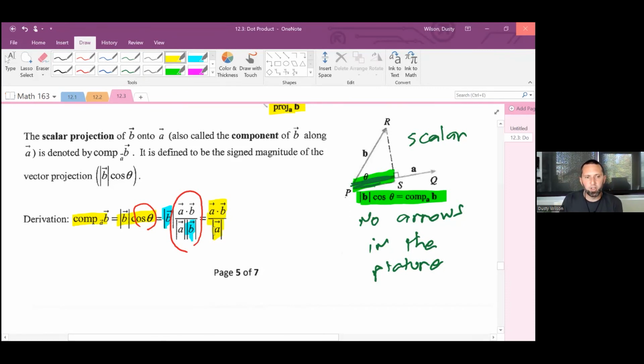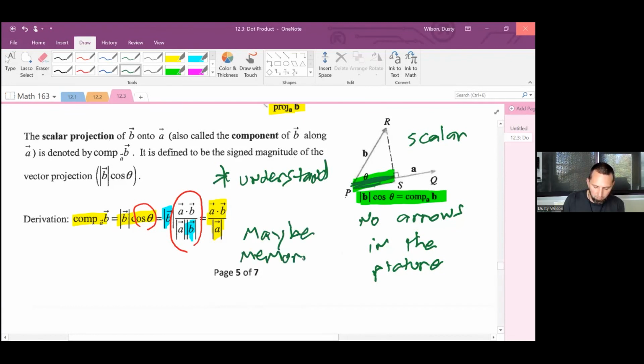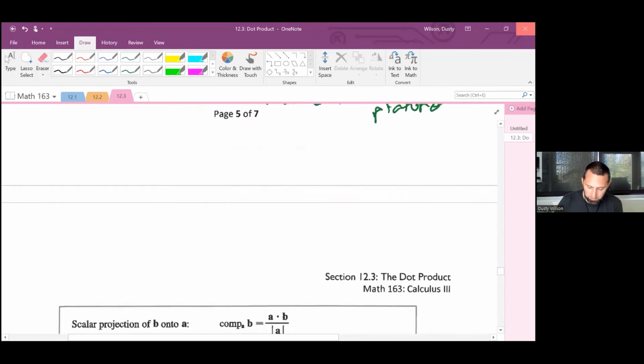This particular formula comes up a bit over the course of the class. And so this is a maybe memorize. You definitely want to understand it. If you're taking physics or engineering, you probably will use it quite a bit, and so it probably is worth memorizing. Continuing on.